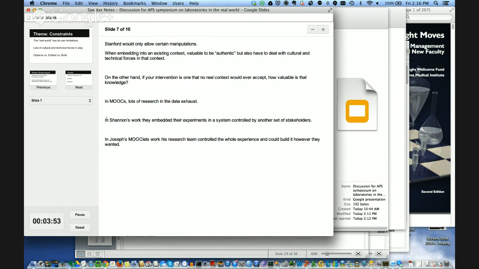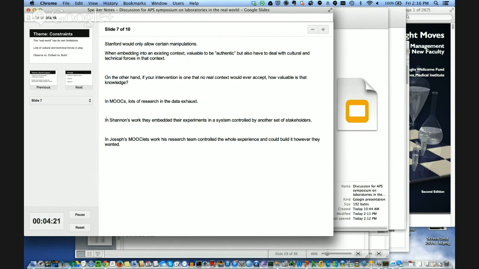There's also another thing that came up in the discussion, that Stanford would only allow certain manipulations. So when you're doing this work in the real world, there are a lot more constraints. You're dealing with lots of other people. You're dealing with cultural and technological limitations of what you might want to be doing. So in your work with the MOOClets, you were able to control the whole experience. But when you want to do it with Khan Academy, it has to be constrained by their aims.